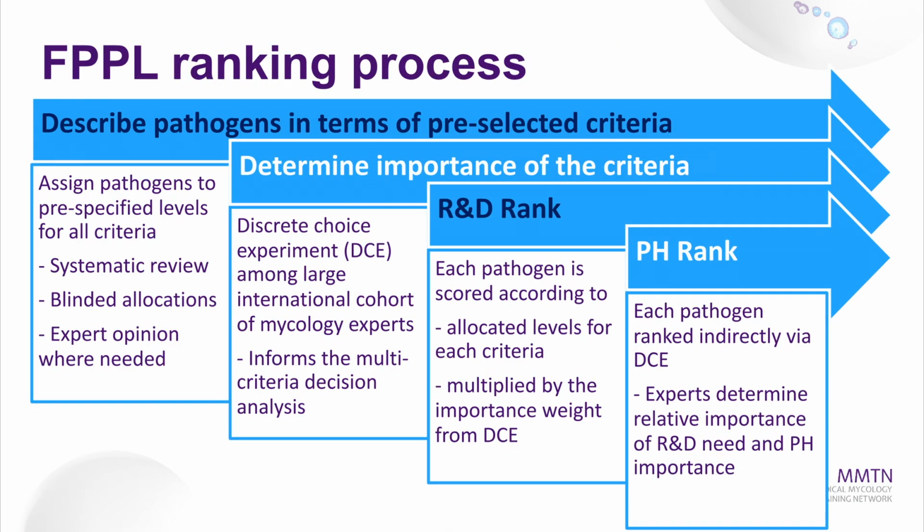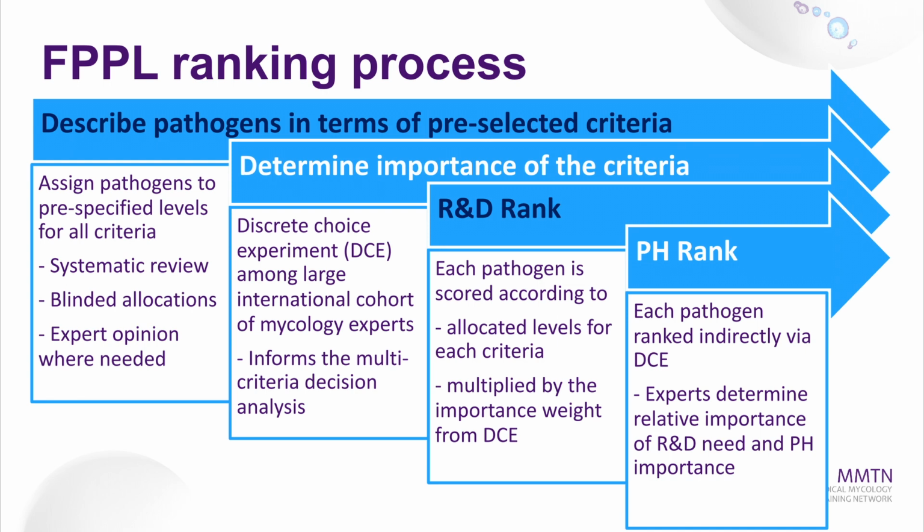The ranking process was relatively complicated or relatively simple, depending how you look at it. But we've got this list of pathogens, and we've got these pre-specified levels for all criteria. So a systematic review was commissioned and blinded allocations were effected to the people reviewing particular topics. Expert opinion was sought where needed.